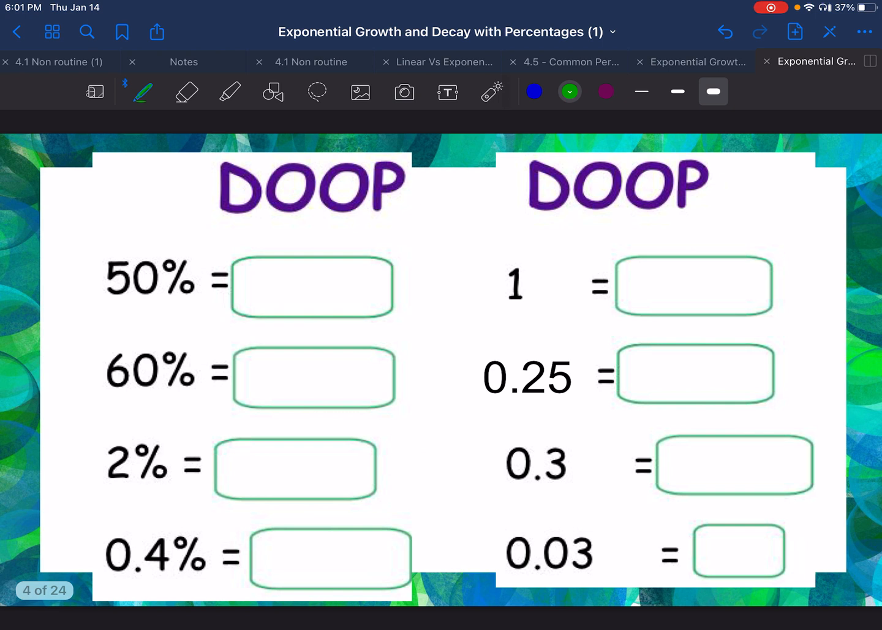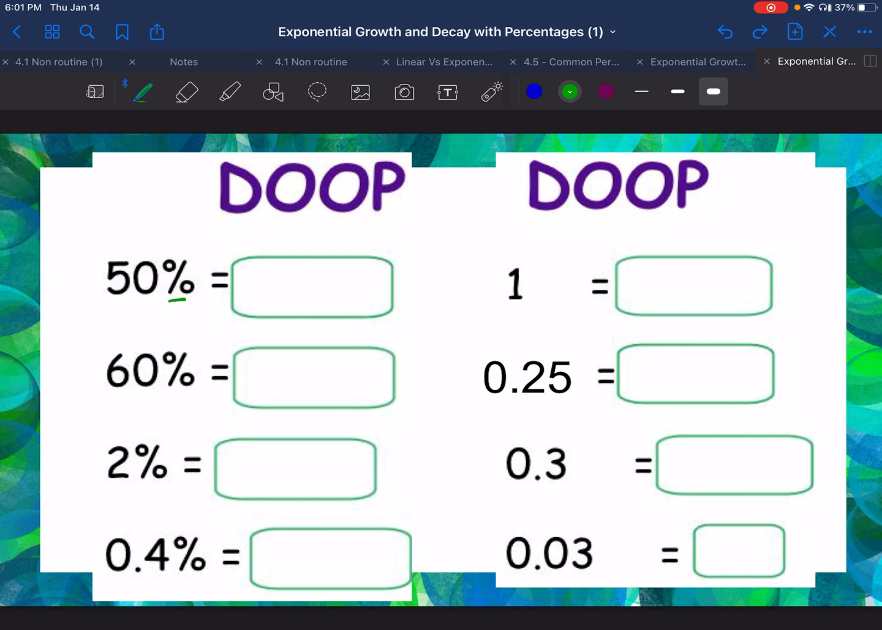If we're going to do math with percents, we need to know how to convert them into decimals, and maybe the other way around. 50%. How do we change 50% into a decimal? Well, here's my little trick. I like to use DUPE. It stands for decimal over percent. It just reminds you where to move your decimal point and how many times.